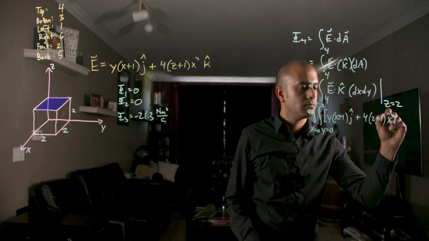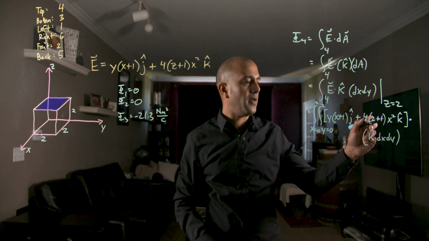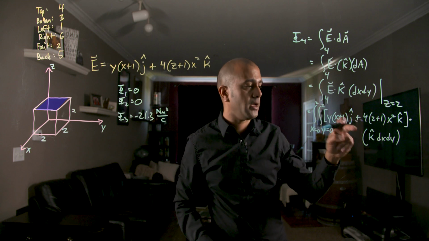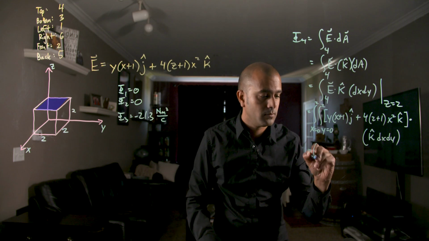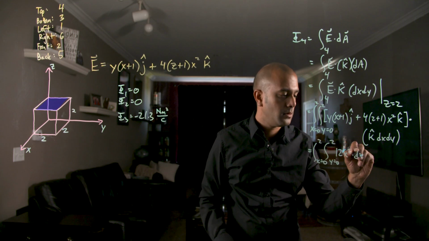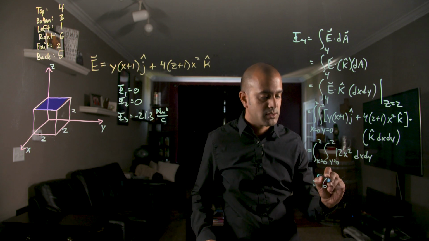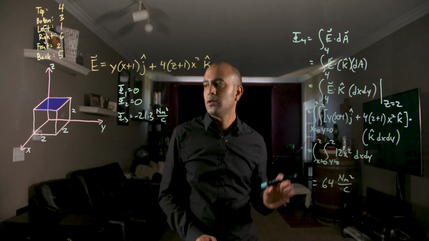So here I've plugged in 2 for z, because everywhere on the surface, z is 2. And then just as before, when you do the dot product here, the dot of j and k hat, those two unit vectors will be 0. The dot of k and k will be plus 1. So again, just do that and proceed as before. OK, so finally, when you do this integral, which I'll let you do on your own, you get 64 Newton meters per coulomb for the flux through the top surface.